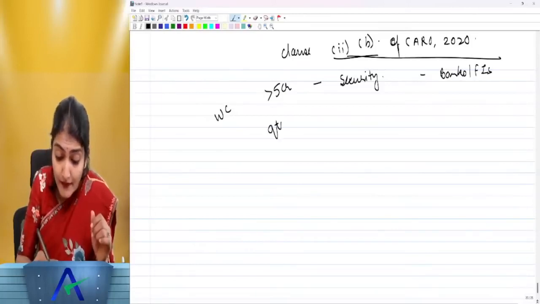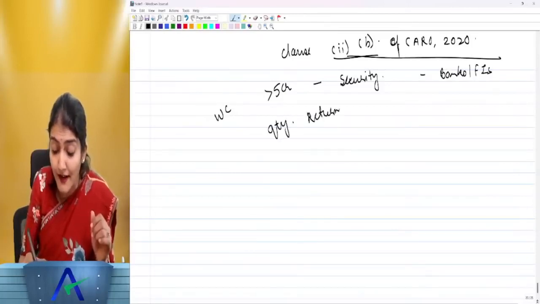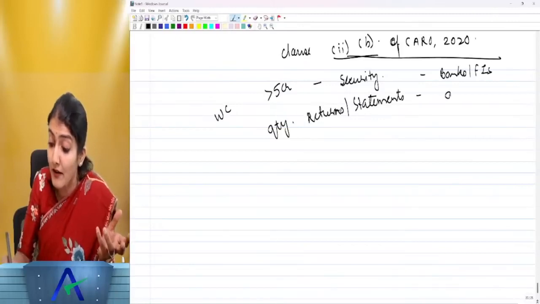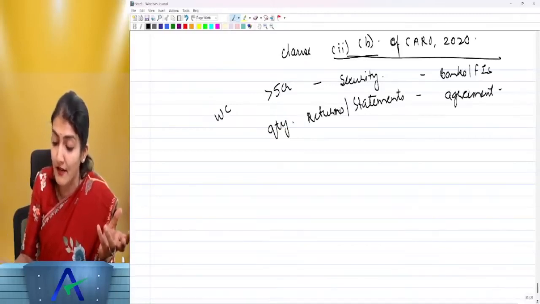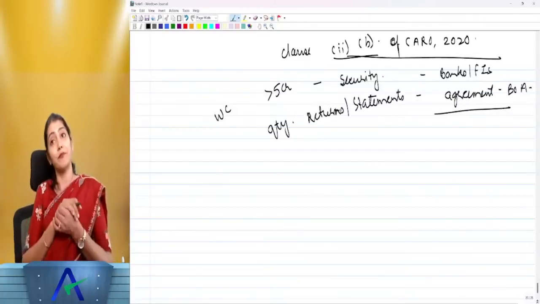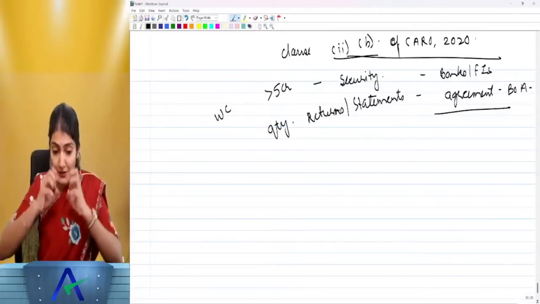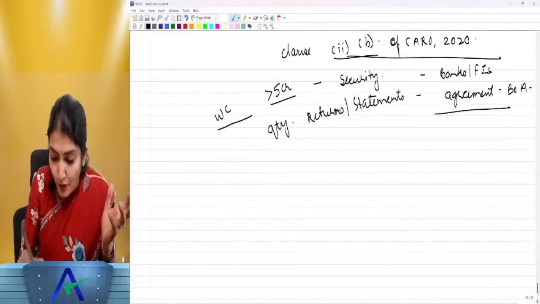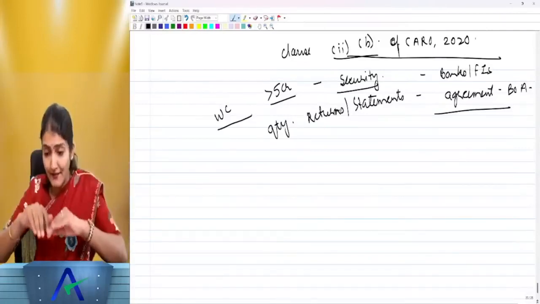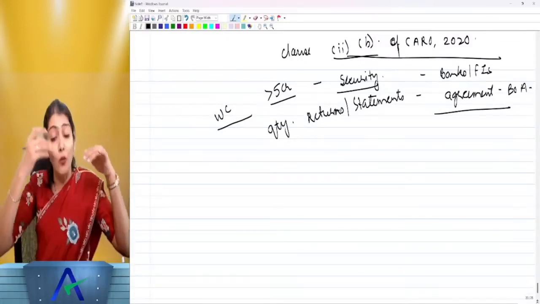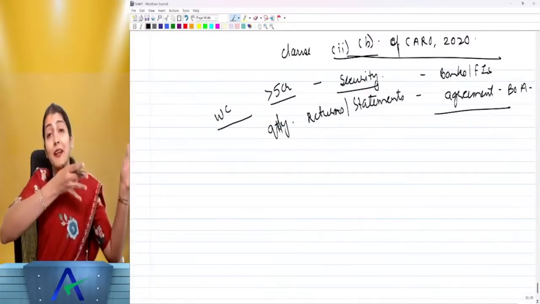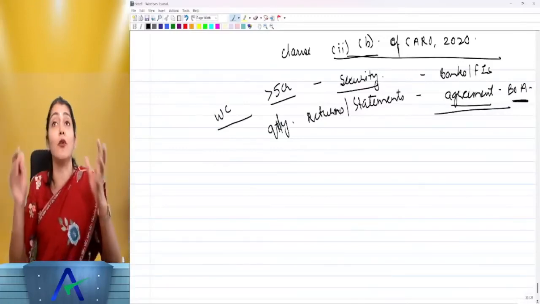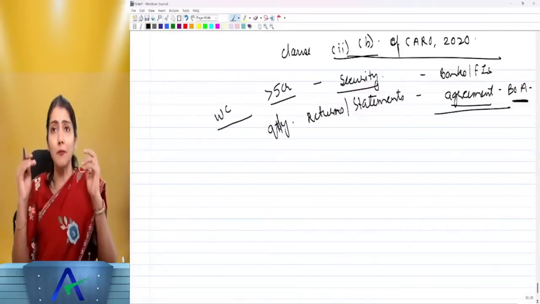Whether the quarterly returns and statements which have been filed with the bank or financial institutions are in agreement with the books of account? Right, so if the company has been sanctioned at any point during the year a working capital limit in excess of 5 crore on the basis of security of current assets from banks or financial institutions, then the auditor has to report whether the quarterly returns and statements submitted by the company are in agreement with the books of account.